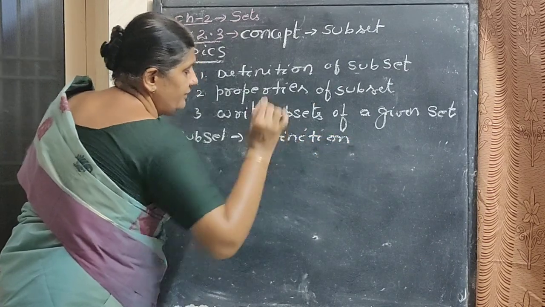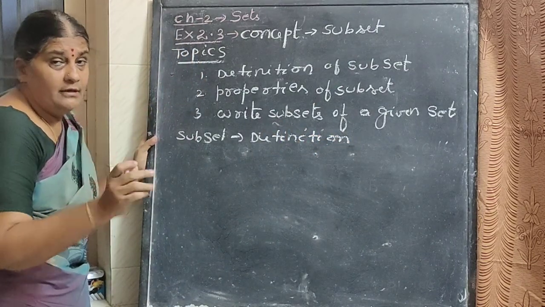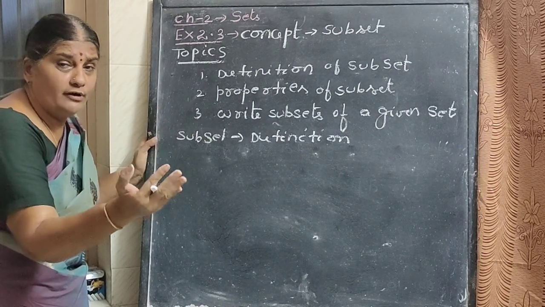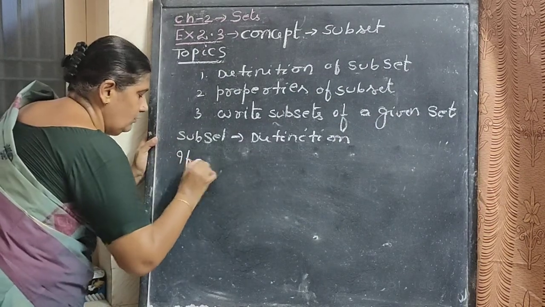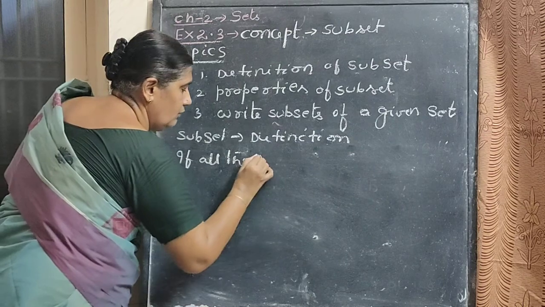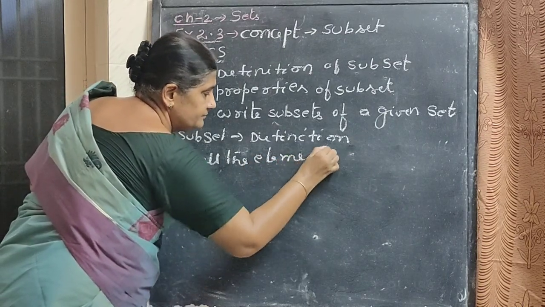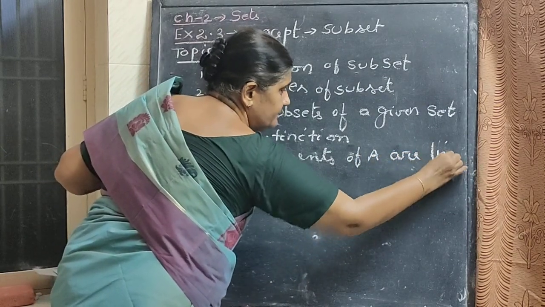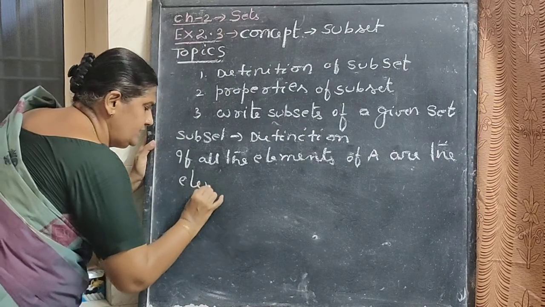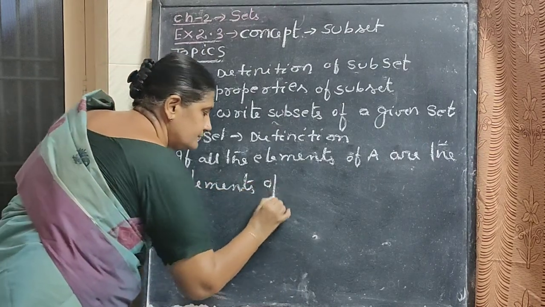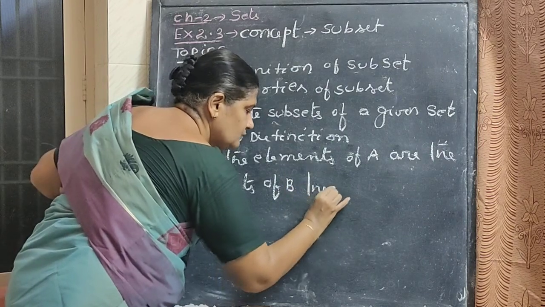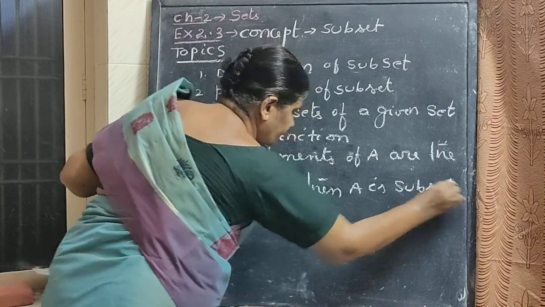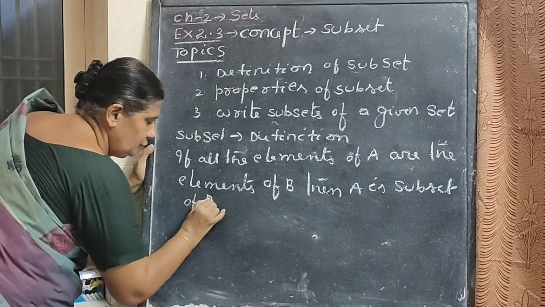What I told, how many sets have I taken? Two. What are the two sets? A and B. If all the elements of the set A are elements of B, then A is called what? A subset of B. Do you understand or not?